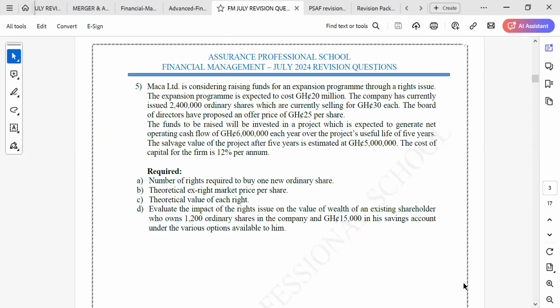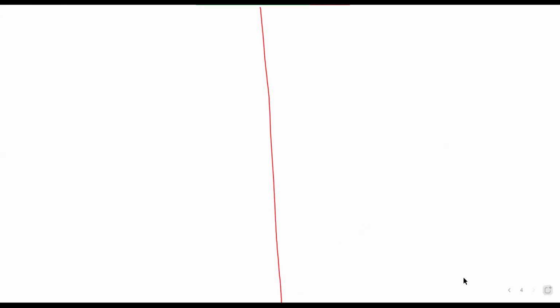The theoretical ex-rights price is just the price after the rights issue. We are going to be calculating this in 2 ways, as you know. We use the total approach and then the unit approach. The one that you are comfortable with, you go with it. The theoretical ex-rights price is the price of the shares after the rights issue. This is going to be very simple.